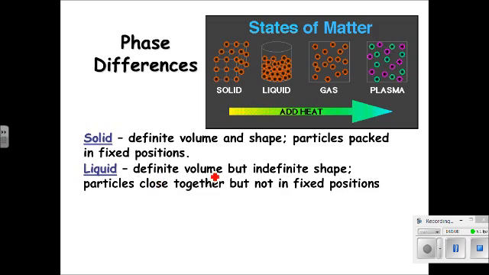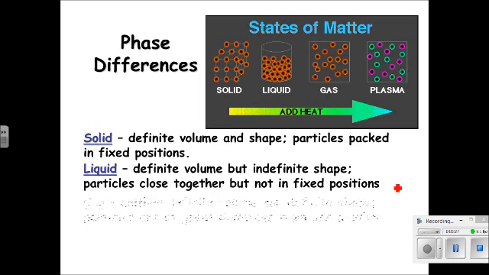Liquids have a definite volume but an indefinite shape. Particles are closer together but not in fixed positions. What this means is that if you have 100 milliliters of water in your glass right now, and you pour it into a different container, it will take the shape of the container, but it will still be 100 milliliters. You can't do that with a solid.